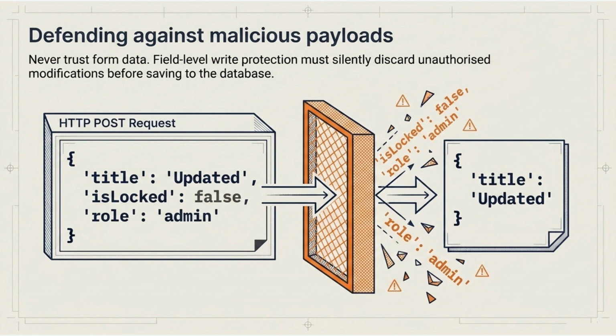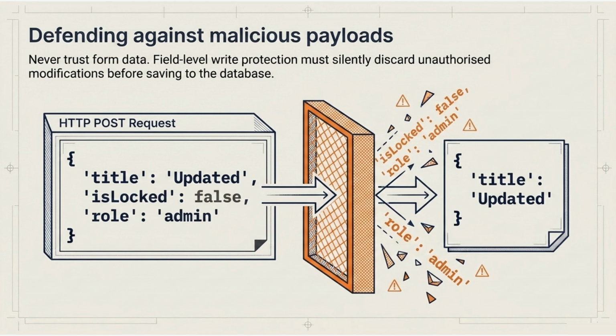Defend against malicious payloads on write. Never trust form data. Field-level write protection must silently discard unauthorized modifications before saving. A client may try to set is_locked false or role admin in the same post as a title change. Those fields must never reach the database unless the policy explicitly allows them.